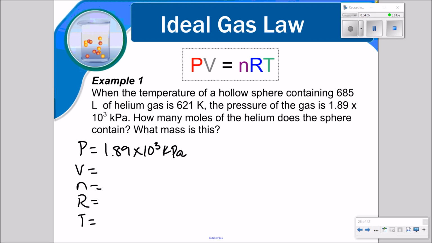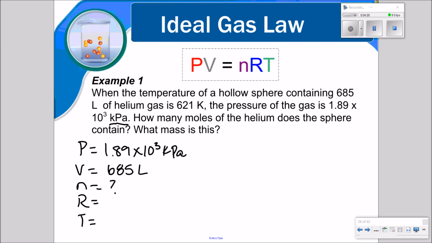My volume is 685 liters. My number of moles, we do not know. That's going to be the variable that we're solving for. My R value, in this case, because we have kilopascals as my pressure, my R value has to be the value that corresponds with kilopascals.